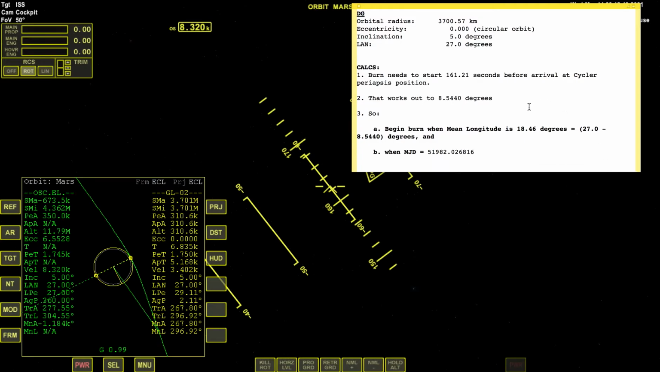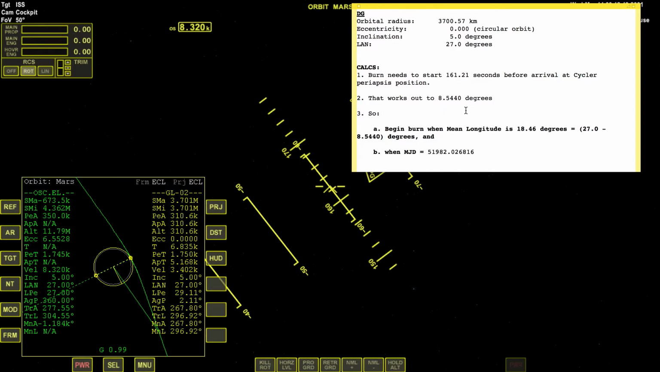I'm finished now with that calculator, so we can put that away. We know that we need to start the burn 161.21 seconds before we arrive at the cycler. We know that we're in a circular orbit, so that works out to starting the burn when we are 8.5440 degrees before the periapsis, when we are coincident with the periapsis line.